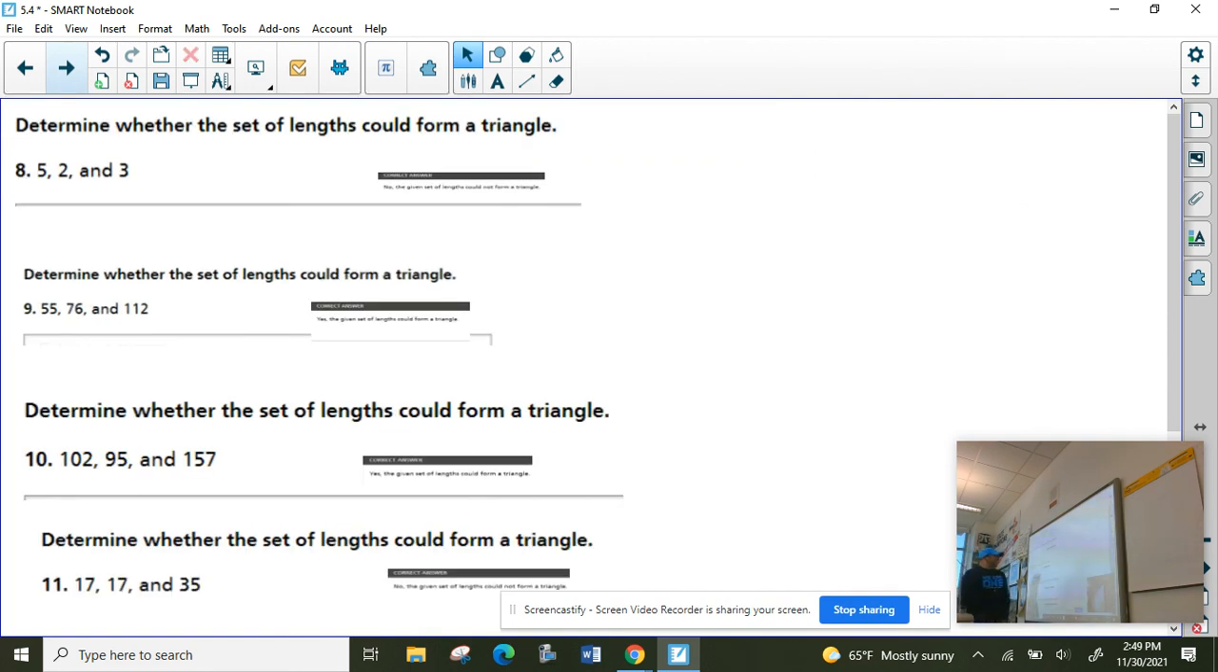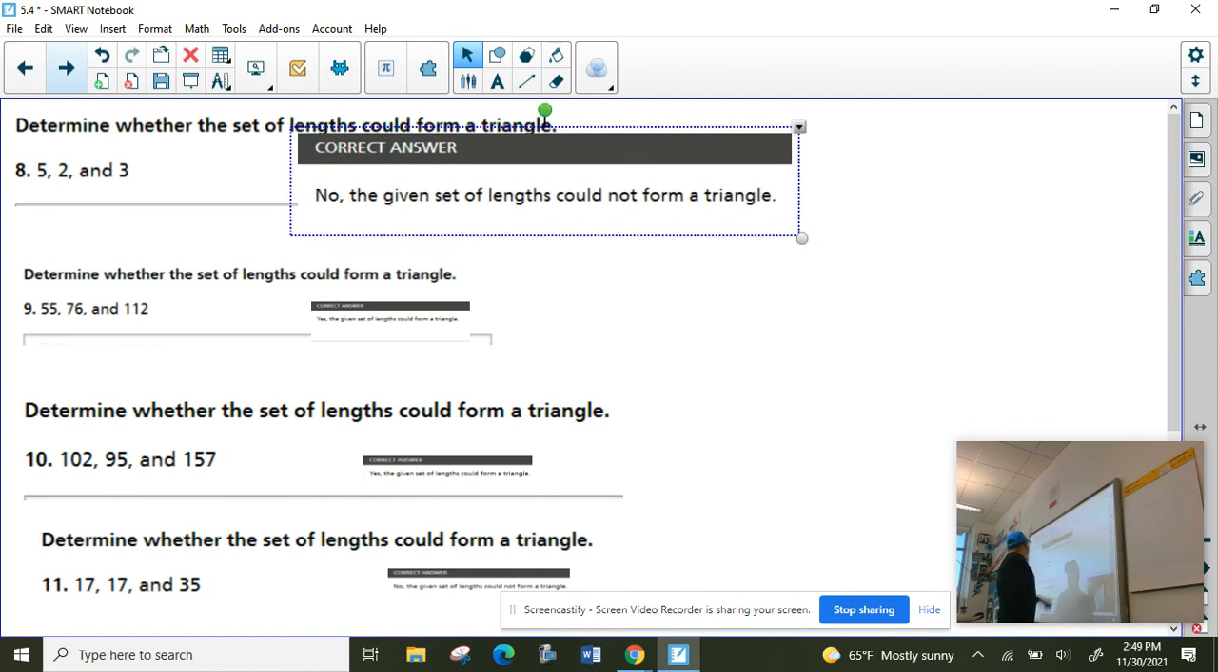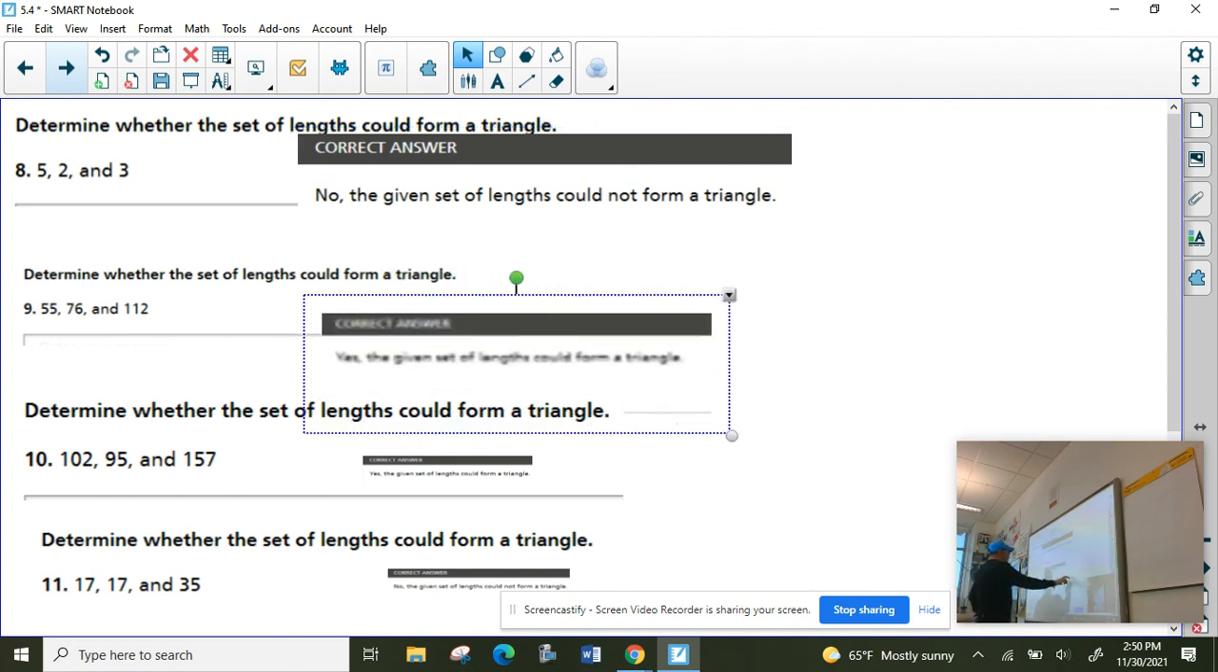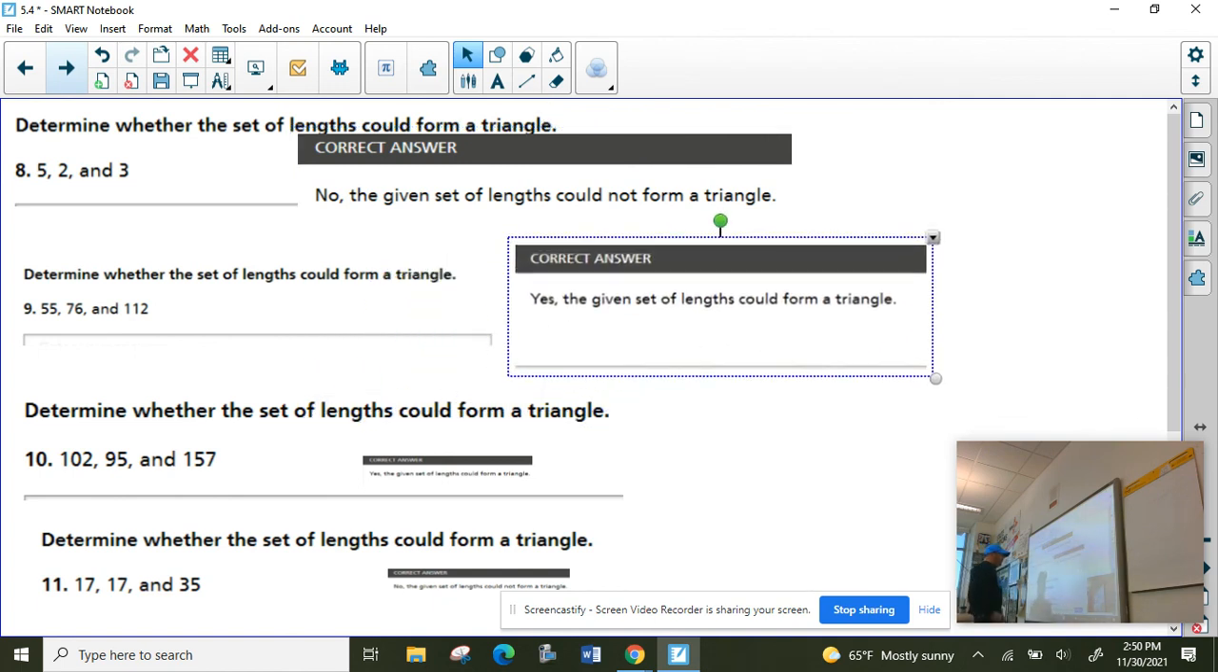Now, these just want to determine, can you make a triangle with 2, 3, and 5? Now, some of you might say yes, but what does 2 and 3 add up to? It adds up to 5. Therefore, it would lay right on top of each other. So, no, that's not a triangle. How about 55, 76, and 112? I'm going to take 55 plus 76. I get 131. Well, 131 is way bigger than 112, so yeah, that would make a triangle.